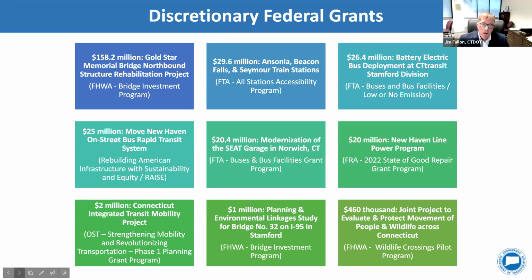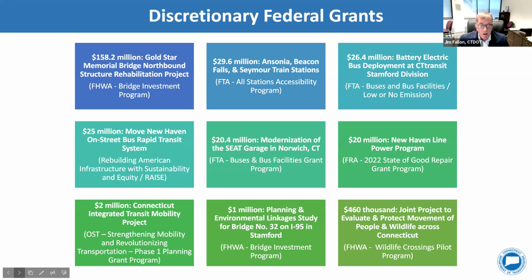So just a little bit of, in addition to the increase in the formula funds that was authorized by the Bipartisan Infrastructure Law or IIJA, there's also a significant opportunity to get discretionary federal funds. So that's certainly a priority for the department. We set up a separate grants unit. This is a competitive process, so certainly good that the department and the state has been successful.